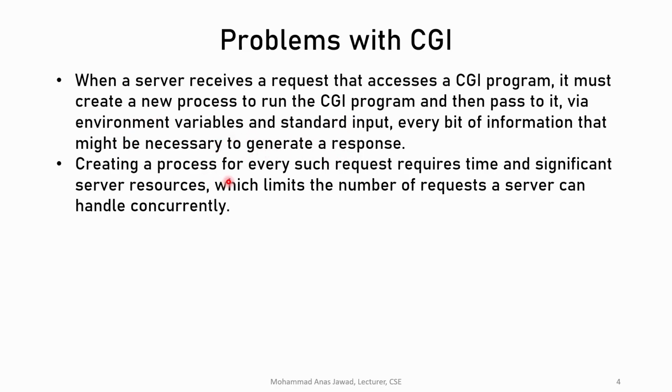Now, creating a process for every such request requires time and significant server resources, which limits the number of requests a server can handle concurrently. So imagine that I have a surplus amount of people accessing my server and sending requests for processing. If I am spawning a new process for each new request, then obviously my server will be jammed and I will not be able to serve as many requests as I potentially could if I was not using CGI and instead using some better technology, right?